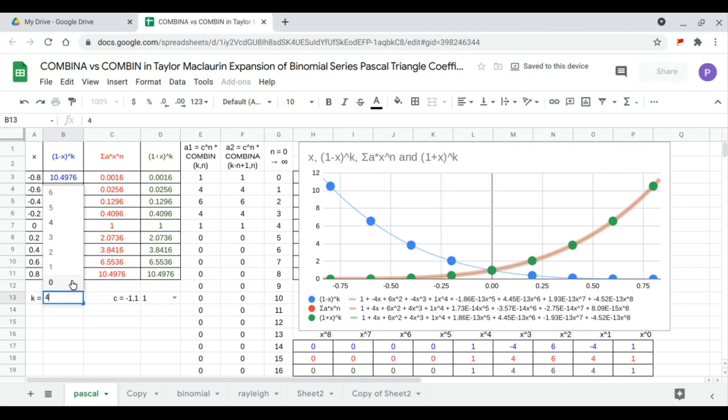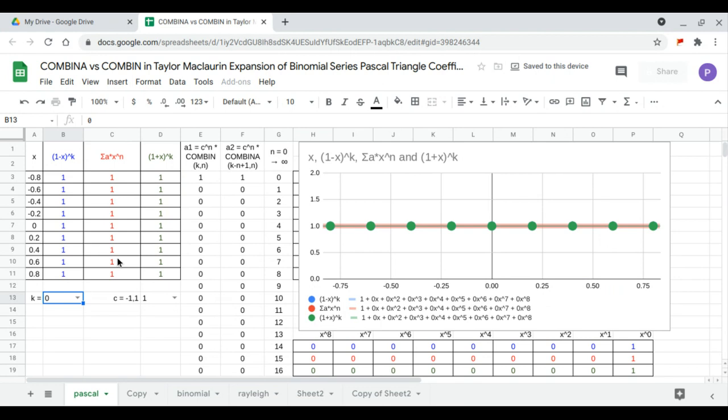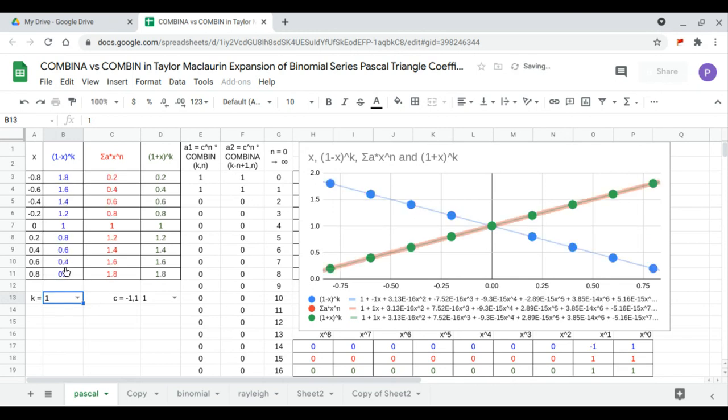Starting with 0. At 0, they're all the same. So that is 1. The value is 1. At k equals 1, so that is 1 minus x. So the red line, the expansion, approximates 1 plus x. So if I change the value of c to negative, the regression coefficients are the same for the expansion and the 1 minus x.